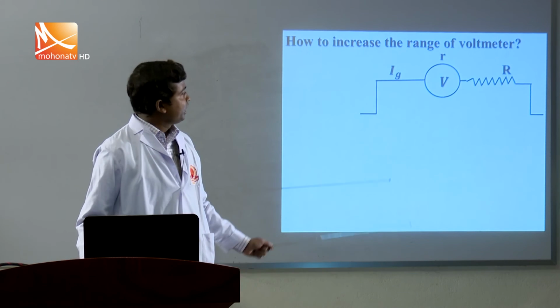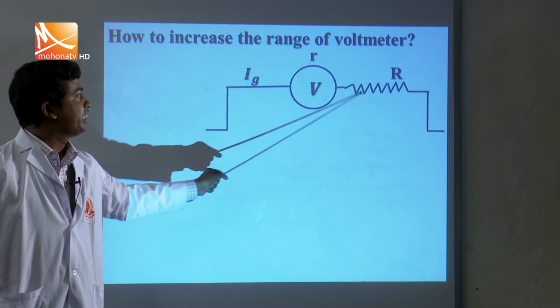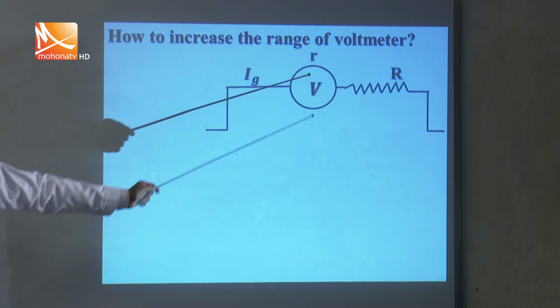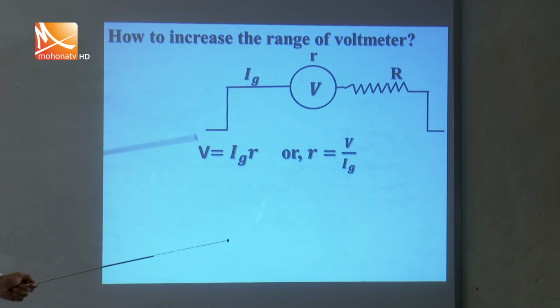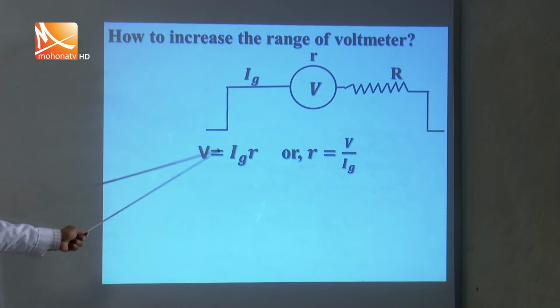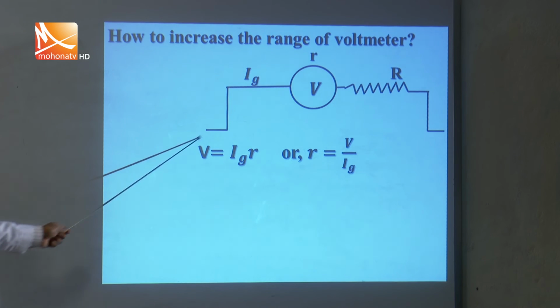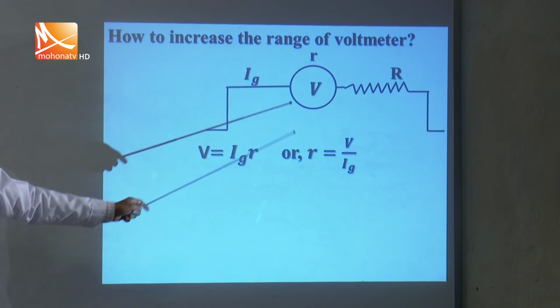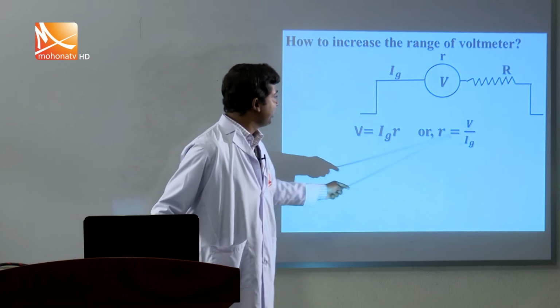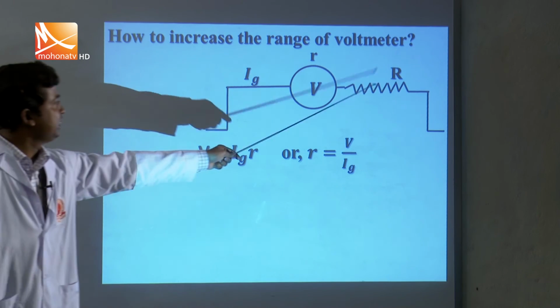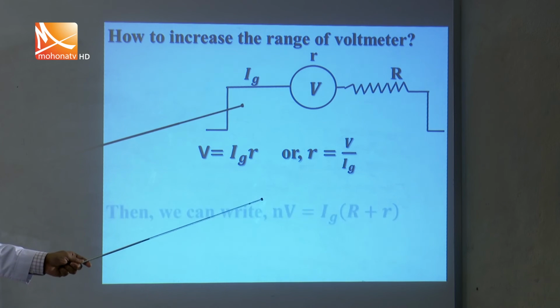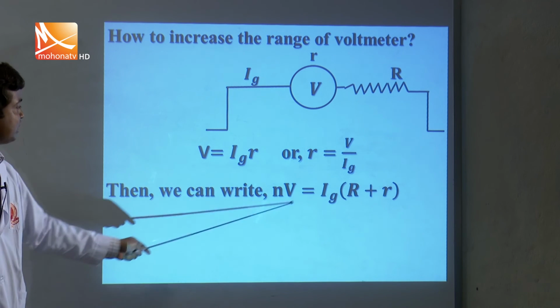This is the voltmeter. In this case, we take another large resistance R in series combination with the voltmeter, so that the equivalent resistance of the circuit remains constant. When the galvanometer can measure only V amount of potential difference, then you can write V equals IG r when no resistance is available here. This is the equation when there is no resistance R, and when you add this resistance, the equation takes this format. This is N times, this is N times.